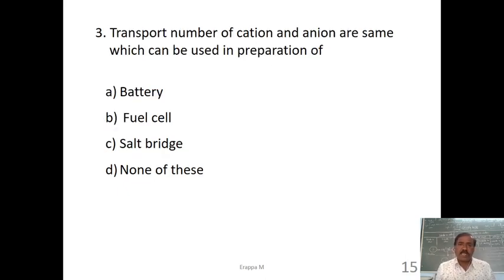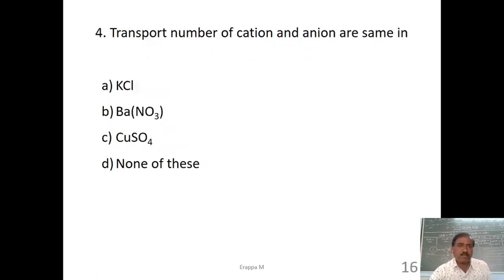Question number 3. If the transport numbers of cation and anion are the same, it can be used in the preparation of dash. Four answers are given: A battery, B fuel cell, C salt bridge, D none of these. In case the transport numbers of cation and anion are both the same, Ta is equal to Tc, such electrolytes can be used for the preparation of a salt bridge. That is, C is the answer, a salt bridge.